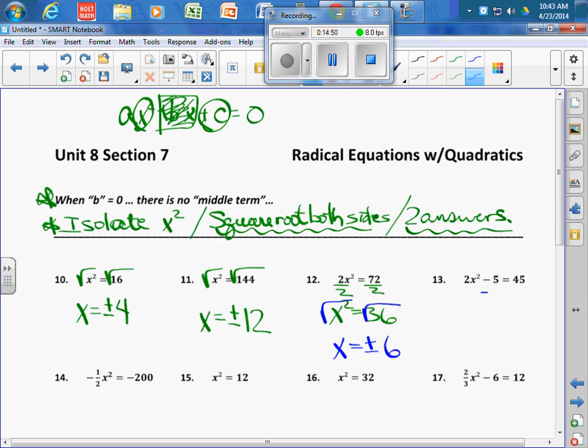In number 13, I'm going to add 5 to both sides first. 2x squared is equal to 50. Now I'm going to divide both sides by 2 to get the x squared by itself. So I've got x squared is equal to 25. Now when I take the square root of both sides, I get x is equal to plus or minus 5.